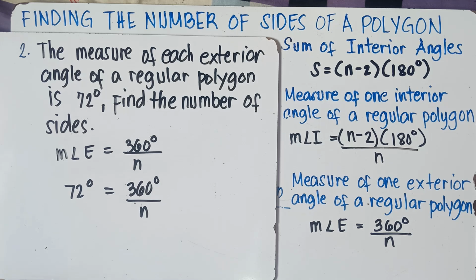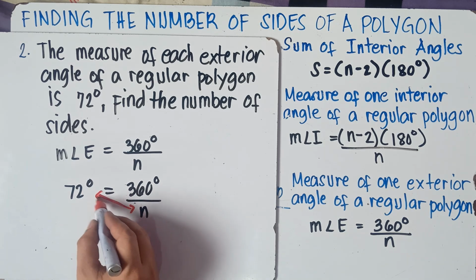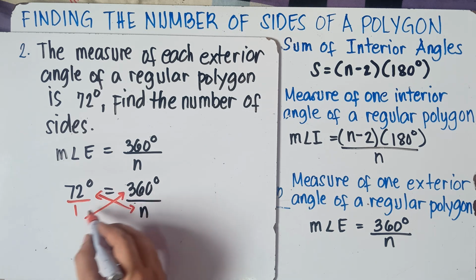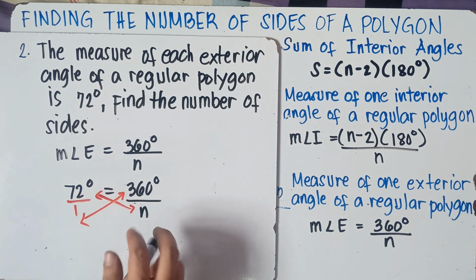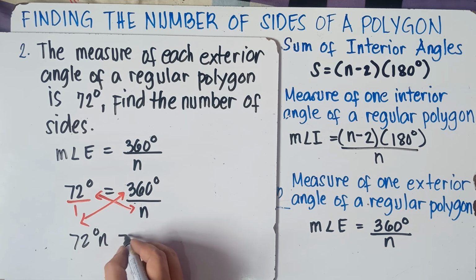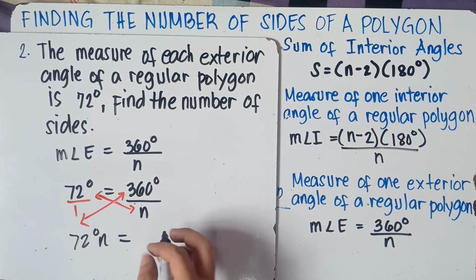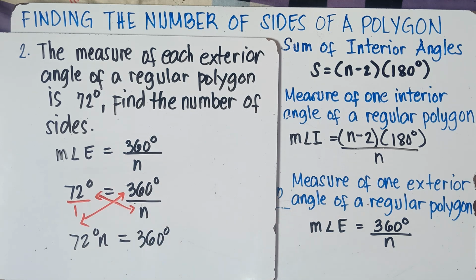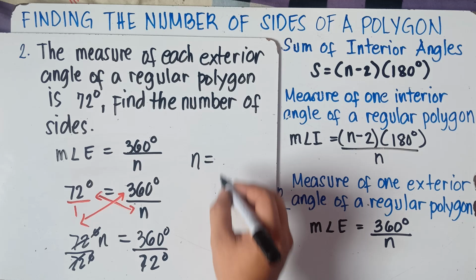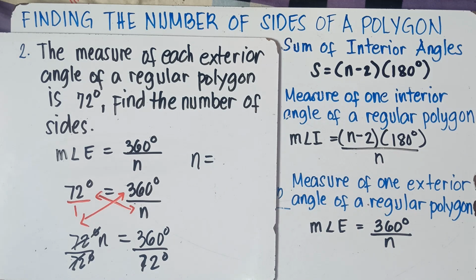So to get the value of n, we can just simply do cross multiplication. So understood that there's 1 here, cross multiply. So 72 degrees times n, that would be 72 degrees n equals 360 degrees times 1, that would be 360 degrees. Alright, and then to get the value of n, we divide both sides by 72 degrees. And then we can cancel this out. Cancel degrees and then cancel 72. 72 divided by 72, that's 1. So simply copy n, and then 360 divided by 72.